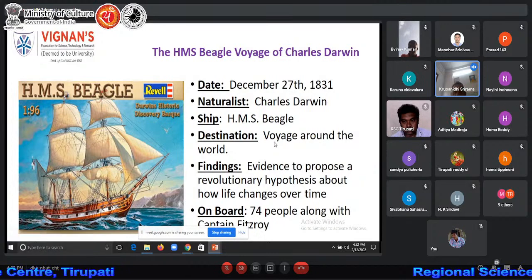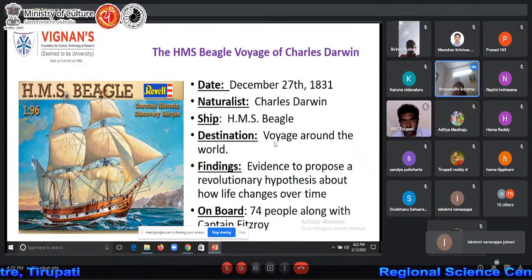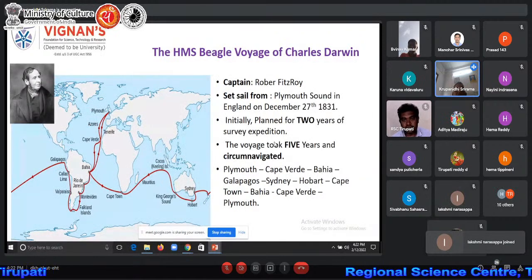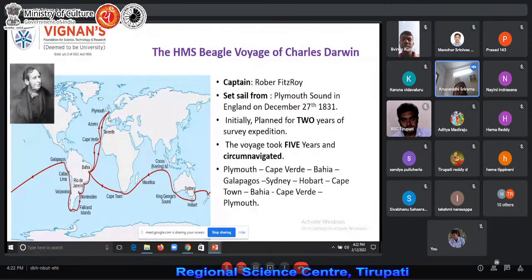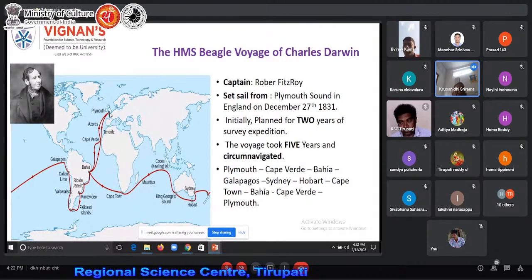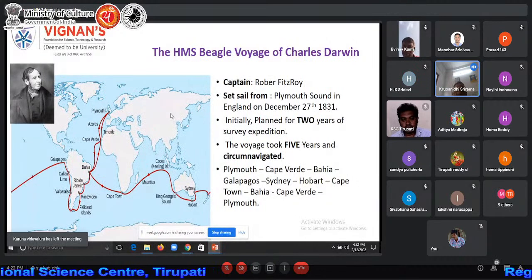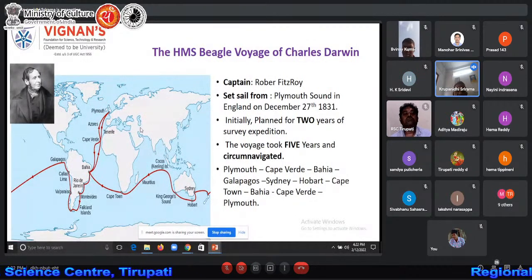On board the ship, there were 74 people along with Captain Fitzroy. Now let us see the path of this Beagle. HMS Beagle, Voyage of Charles Darwin. Captain Robert Fitzroy's photograph is shown here. They set sail from Plymouth Sound in England on December 27, 1831. Initially it was planned as a 2-year survey expedition. Ultimately, the voyage took 5 years and circumnavigated the world.